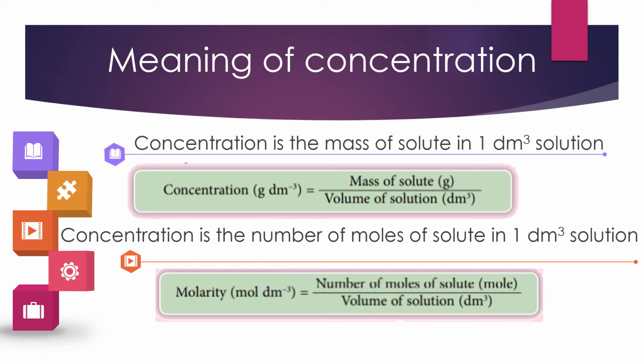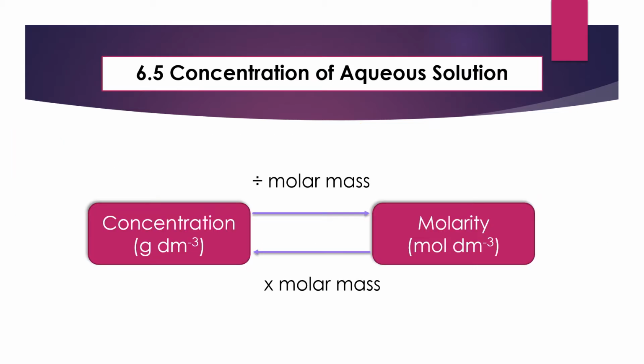So we have two types of concentration. One is mass and another one is mole, so the unit is different. One is gram, because of mass, gram per cubic decimeter, and another one is in mole per cubic decimeter. The mole per cubic decimeter is called molarity. So we have two types: concentration in gram per cubic decimeter, and mole per cubic decimeter.